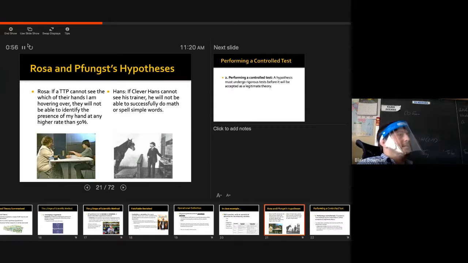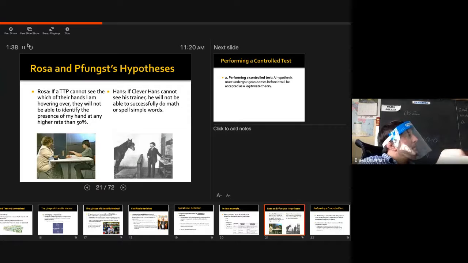Awesome, good work. So if the horse trainer, Von Austin, was removed from Clever Hans's eyesight, then Clever Hans couldn't do math. And I think he also added that if Von Austin didn't know the math problem, then Clever Hans couldn't answer the question right either. That was his hypothesis. And we already know with Emily Rosa, if the therapeutic touch practitioner can't see which hand she's hovering over, then there's a less than 50% chance that they'll answer correctly which hand she's hovering over.